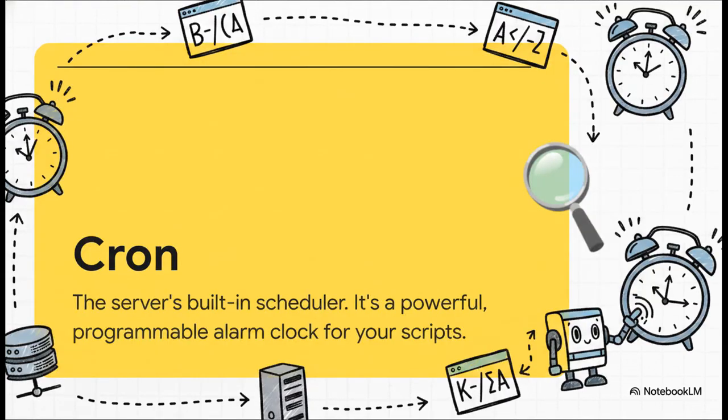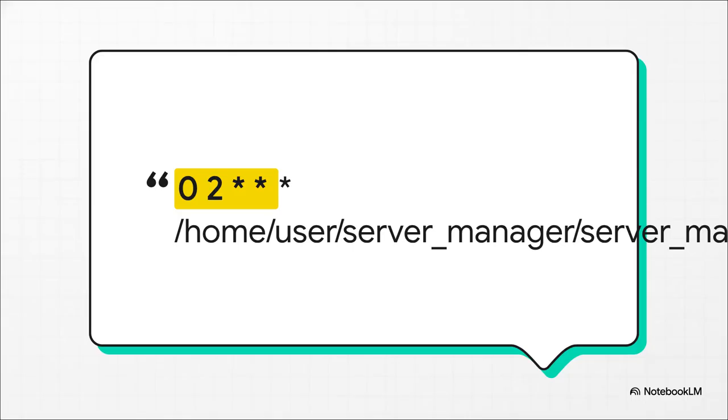And now for the magic ingredient that ties it all together: Cron. So what is Cron? It's the server's own built-in scheduler. And honestly, the best way to think about it is like a super powerful, super precise alarm clock. But instead of playing a song to wake you up, it wakes up your scripts and tells them it's time to run. And this is what one of those alarm clock settings looks like.